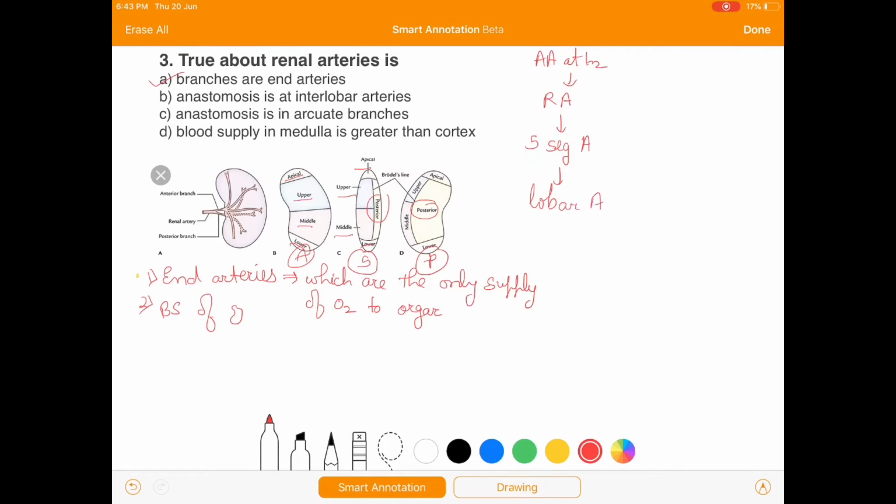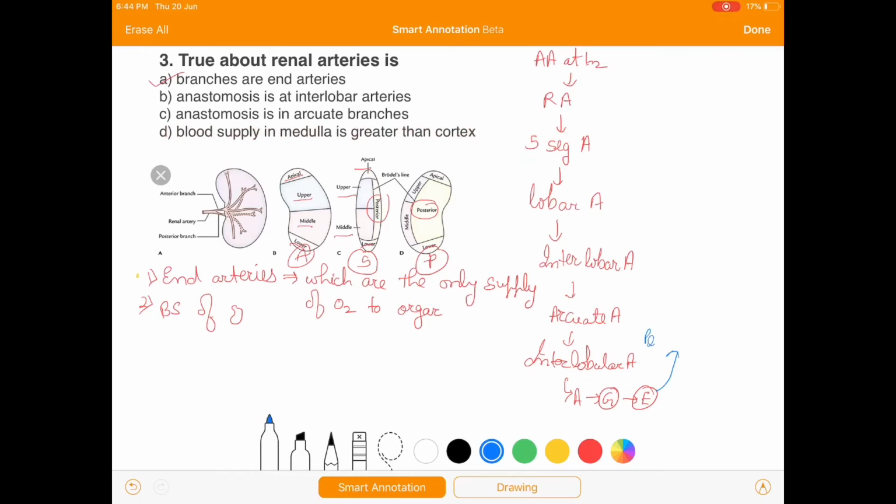Lobar artery, which on further dividing forms interlobar artery, which on further branching forms arcuate, which on further branching forms interlobular artery. Then we have afferent arteriole, glomeruli, efferent arteriole. I will change the color, hence from here we will be starting the venous drainage of kidney.